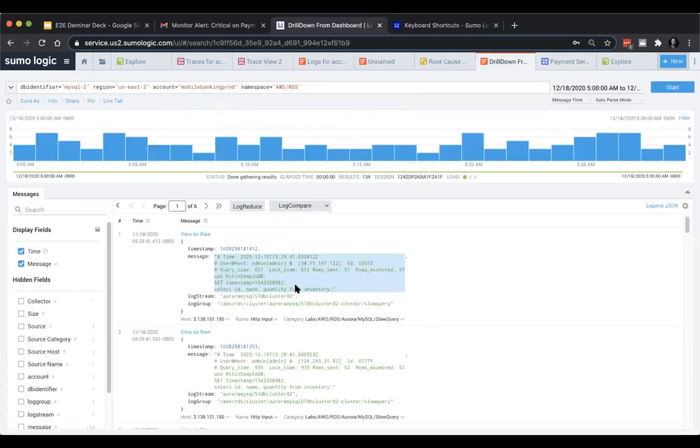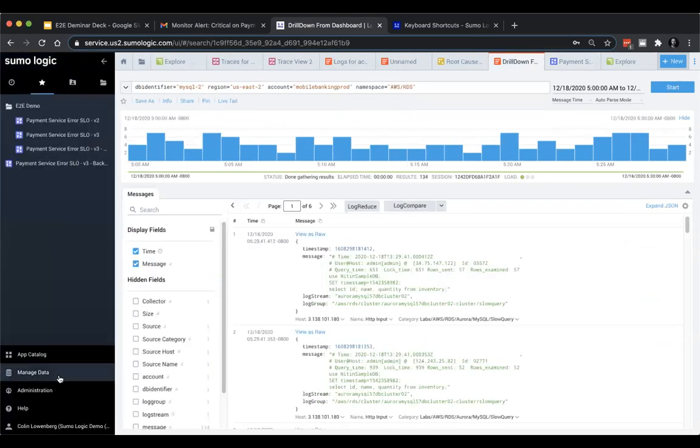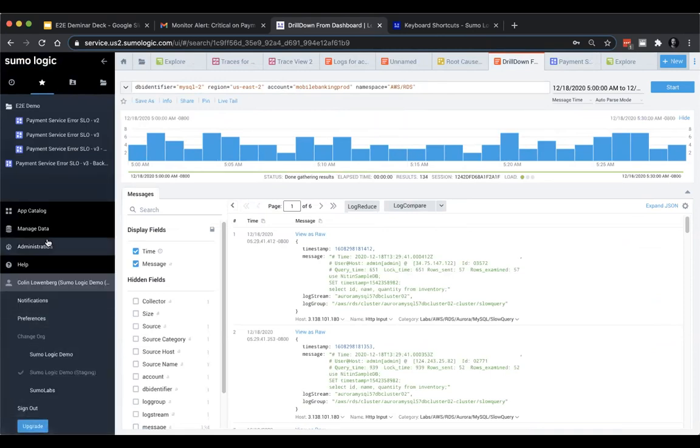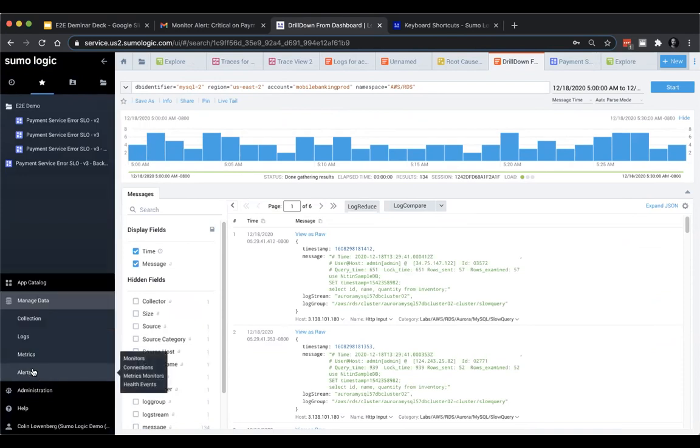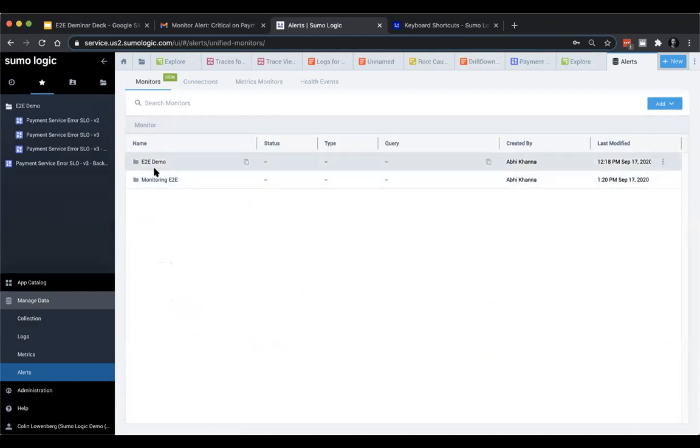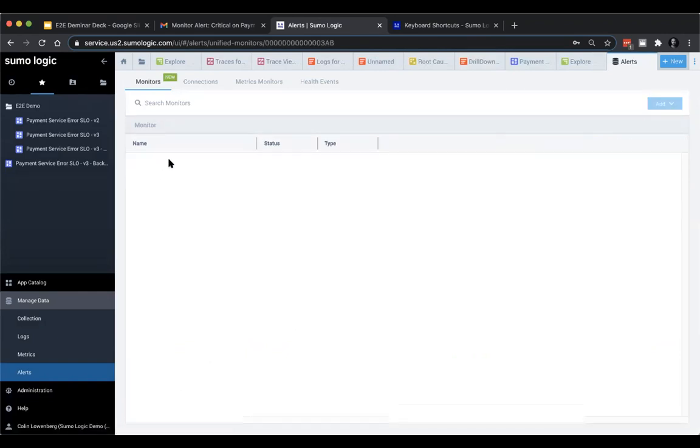Well, I'm going to take these slow queries and set an alert to detect when the slow queries start to happen. In this way, I can predict the issue and prevent it from causing a slowdown in our transaction volume and actually affecting our customers. So I'm going to go to the alerts panel of Sumo Logic and click on my folder right here.